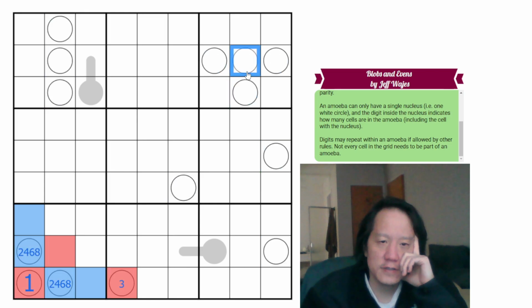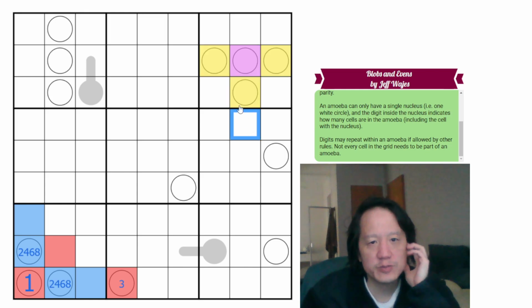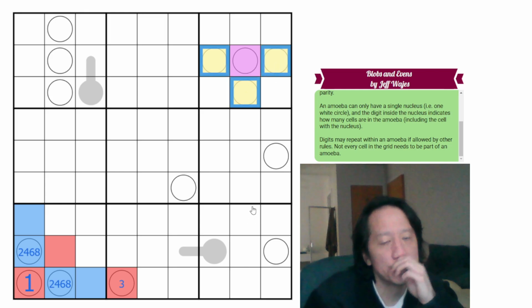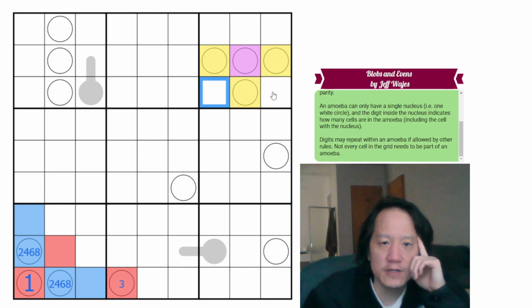This is different from all these parities, right? We don't know what this one is, so we'll make this pink and we'll make these yellow. But they have to be opposite parities because they cannot be part of the same amoeba. If they were the same parity, they would be part of the same amoeba. So therefore, these two cannot connect because they cannot be the same parity.